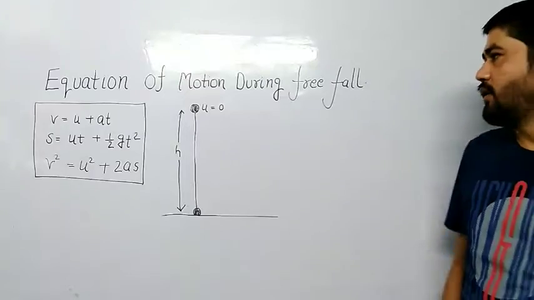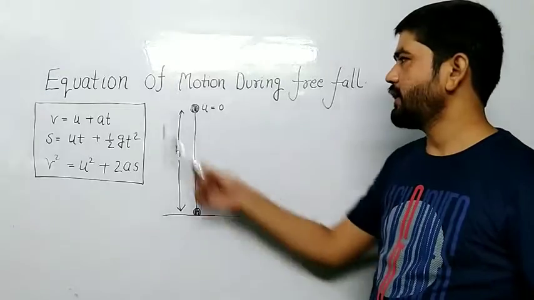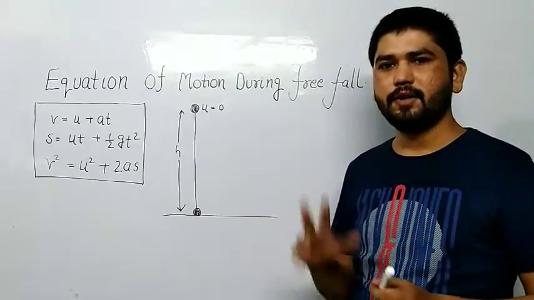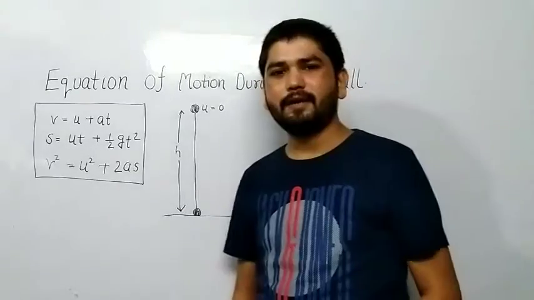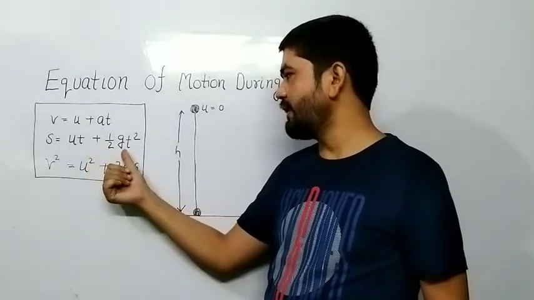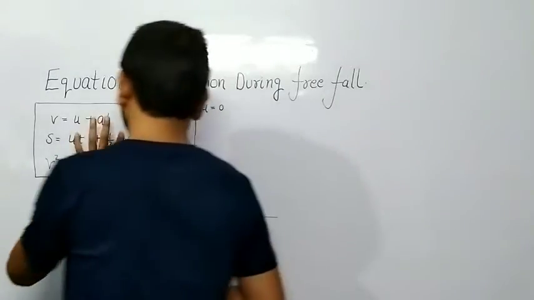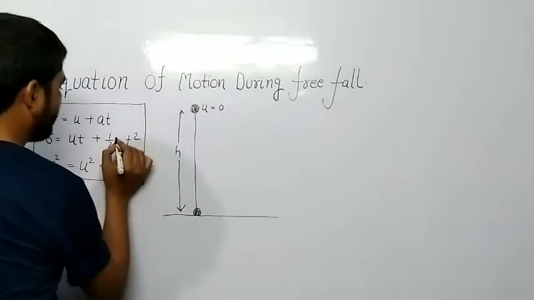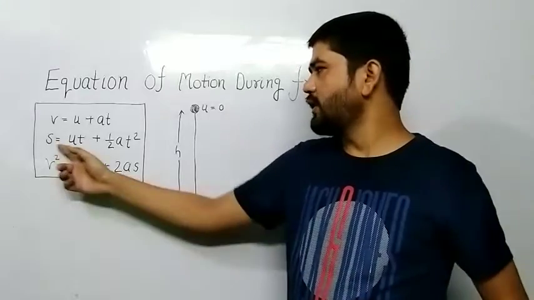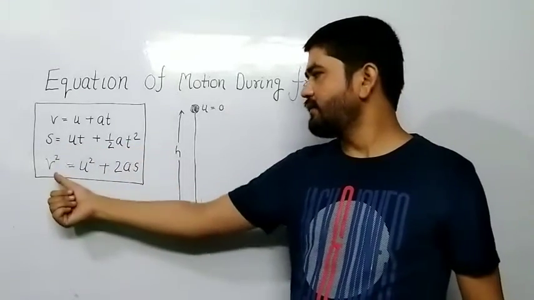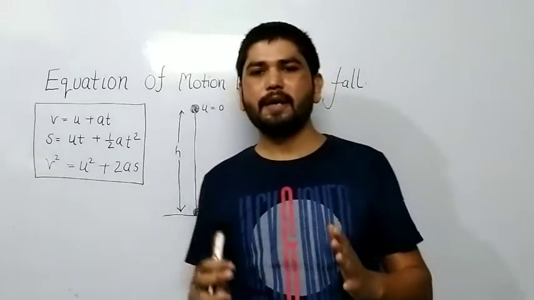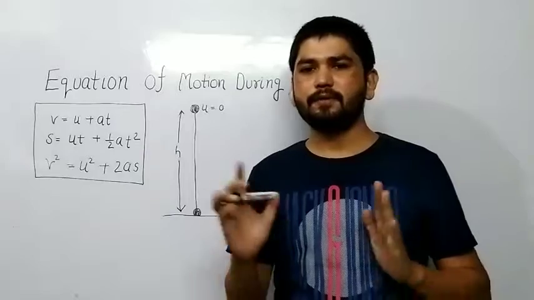Okay, guys. Now we are going to study the topic equation of motion during free fall. In the chapter on motion, we have already studied three equations of motion for a straight line. The first is v is equal to u plus at, the second is s is equal to ut plus half at square, and the third is v square is equal to u square plus 2as. These three equations of motion we already studied in the first chapter, that was motion.